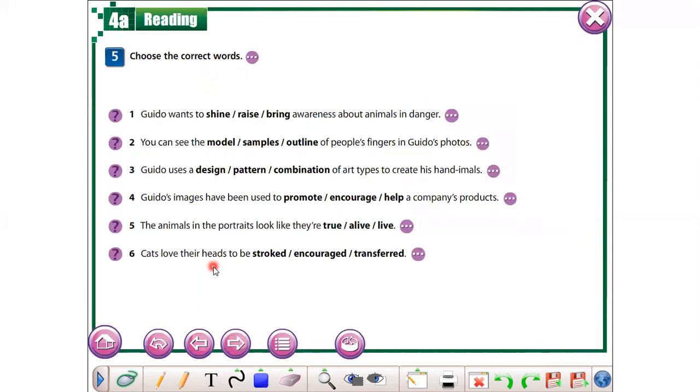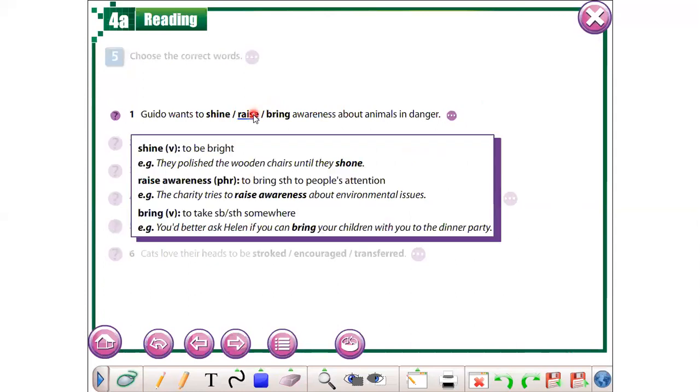Section 5, you're going to choose the correct word. You have number 1. Guido wants to shine, raise, or bring awareness about animals in danger. Let's see different meanings. Shine, to be bright. So Guido wants to be bright awareness? No. This is a phrase, raise awareness. It means to bring something to people's attention. So Guido wants to raise awareness about animals in danger.